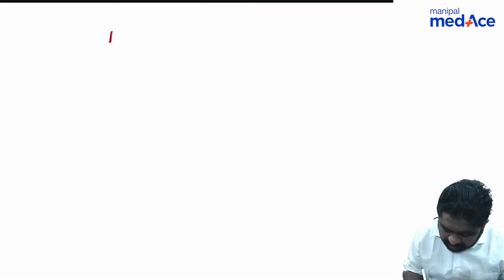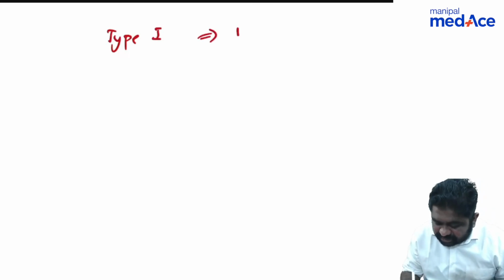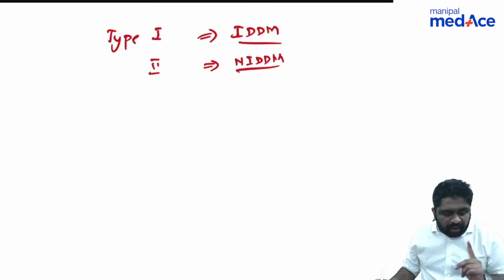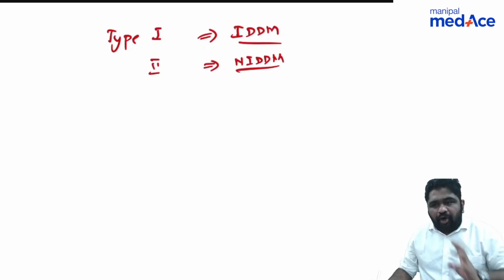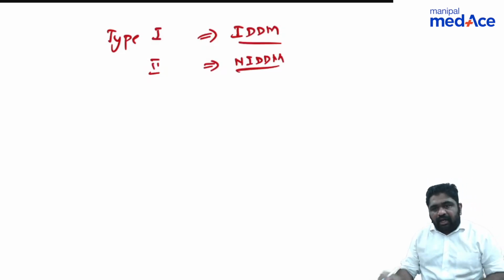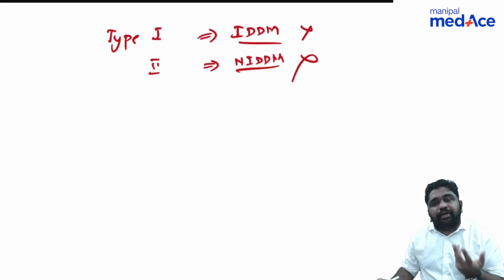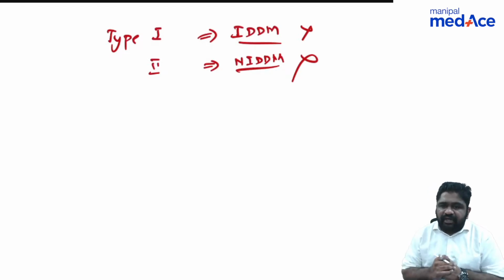See, previously, type 1 was referred to as insulin-dependent diabetes mellitus and type 2 as non-insulin dependent diabetes mellitus. Now, they are not supposed to use these names. It is bad, contraindicated. Why? Now, when they ask you such a question, you may actually start thinking of different answers.